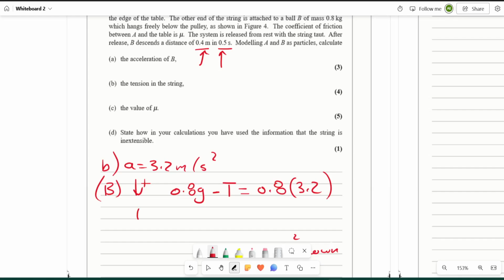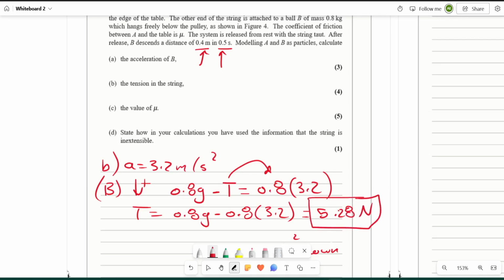Now to find tension, I'm going to move it to this side, bring this to this side. So it's going to be 0.8g minus 0.8 times 3.2. And that's going to give me a tension value of 0.8 times 9.8 minus 0.8 times 3.2. That is going to give me an answer of 5.28 newtons. And that is going to be my answer for part B.